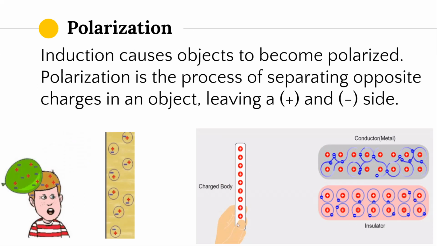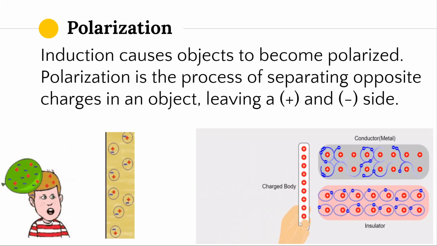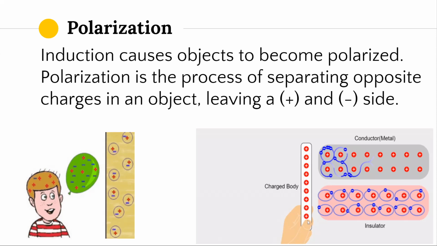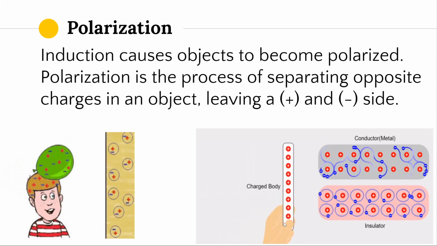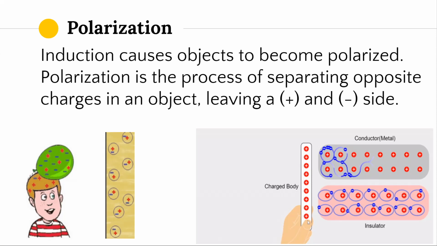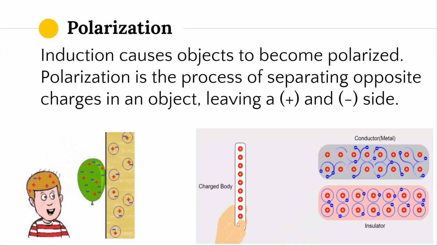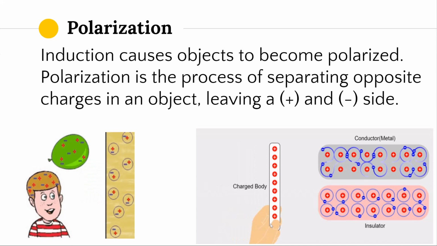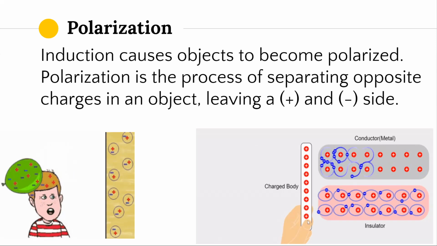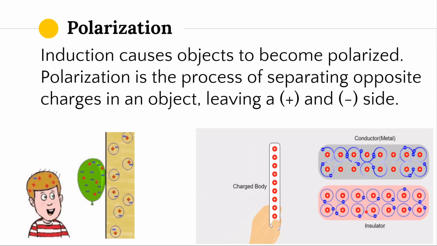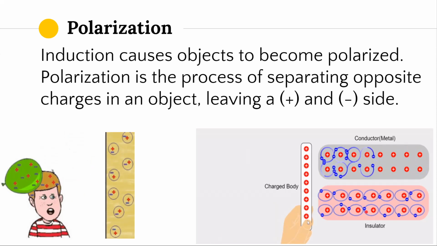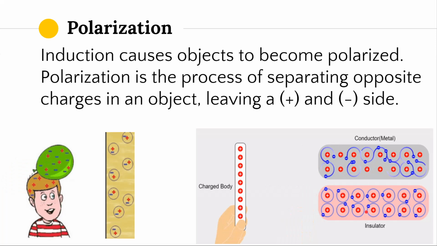Okay, so induction causes objects to become polarized. Polarization is the process of separating opposite charges in an object, leaving one side with a positive charge and the other with a negative charge. One side has more electrons on average than the other. Or in the case of the insulator, you just have the electrons shifted closer to one side than the other. But you start with polarization.